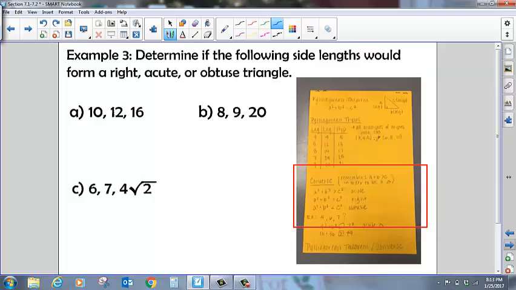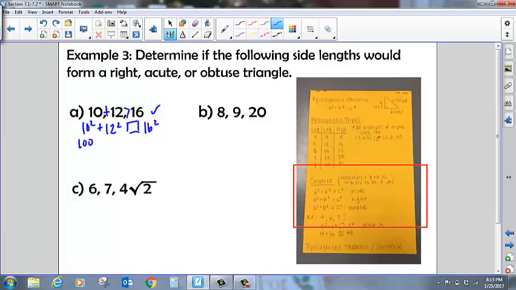And then our last example just deals with determining if triangles are right, acute, or obtuse. Okay, so always check first to make sure that the sum of the two smaller sides is greater than the third. So 10 plus 12 is greater than 16, so we can form a triangle. So now we're going to do the Pythagorean theorem to see what type of triangle we would actually have.